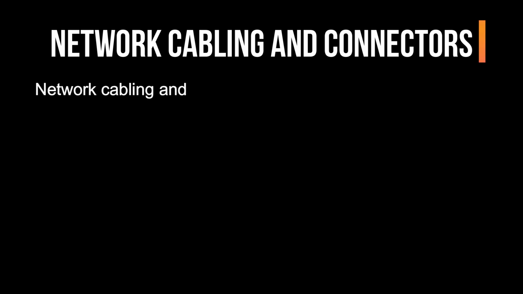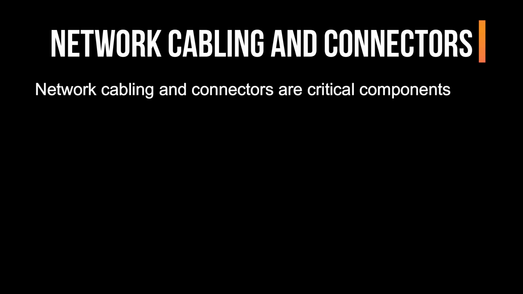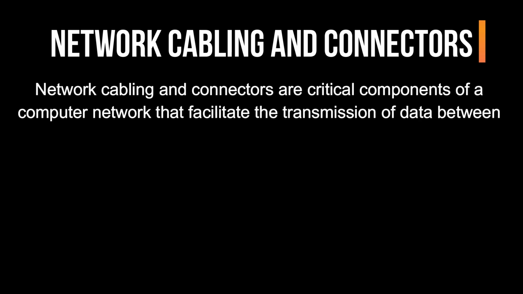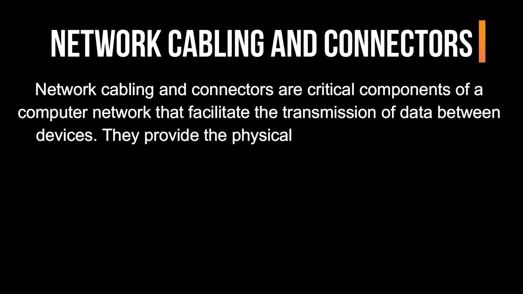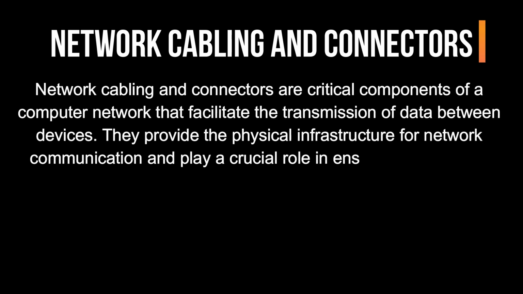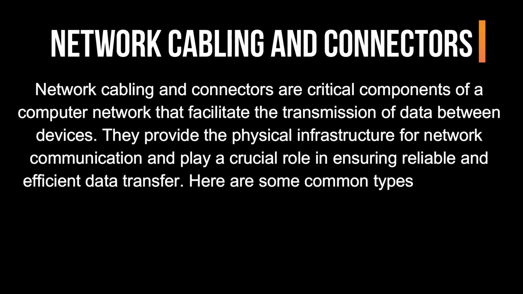Network cabling and connectors. Network cabling and connectors are critical components of a computer network that facilitate the transmission of data between devices. They provide the physical infrastructure for network communication and play a crucial role in ensuring reliable and efficient data transfer. Here are some common types of network cabling and connectors.